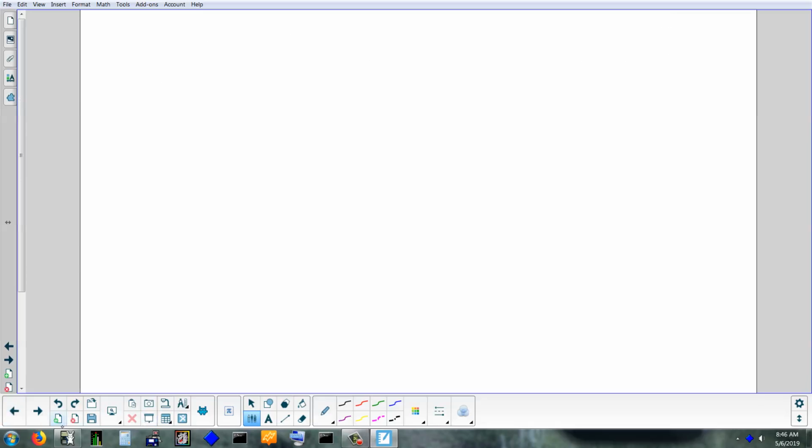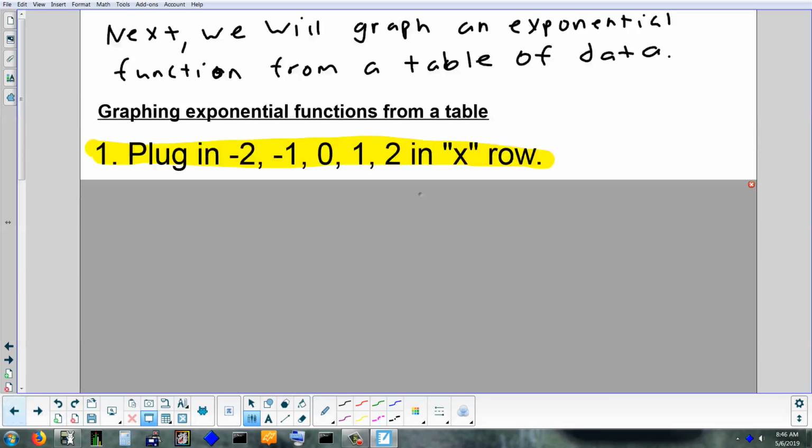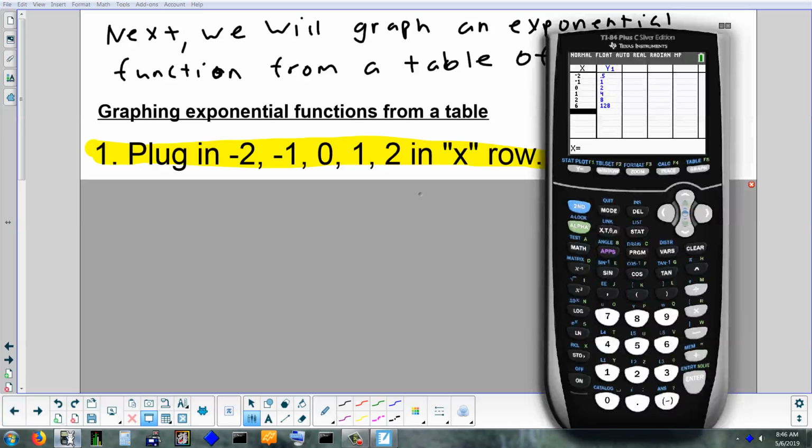By doing 5, we're kind of going to get something like this. And that kind of gives us a good amount of points to make a curve. Now, under step 1, we're giving you a suggestion of what to plug in for x. Technically, you can plug in anything you want. The problem with exponential functions is the numbers get very big.